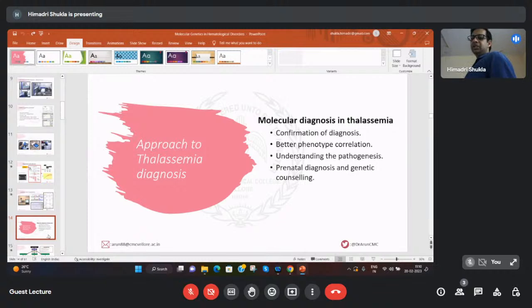Other reasons why we do it is you get a good phenotype-genotype correlation, and it helps because there are some mutations which cause thalassemia major, some mutations which cause intermediate, what we call beta 0 mutations or beta plus mutations, depending on the severity. So all this information you can get if you do a molecular diagnosis. And of course, the most important reason for any germline disorder to do a molecular diagnosis is not for the patient, but for the subsequent pregnancies, okay? The prenatal diagnosis and genetic counseling.